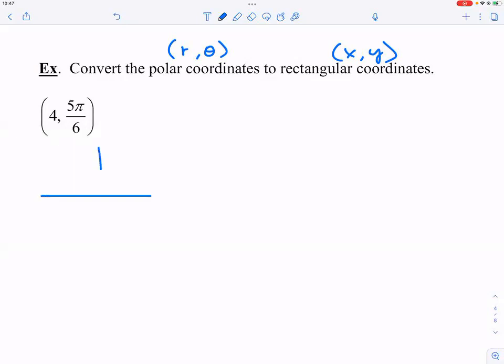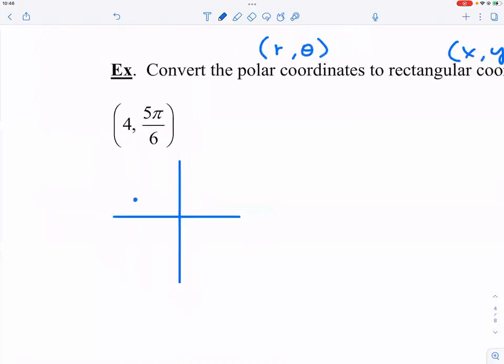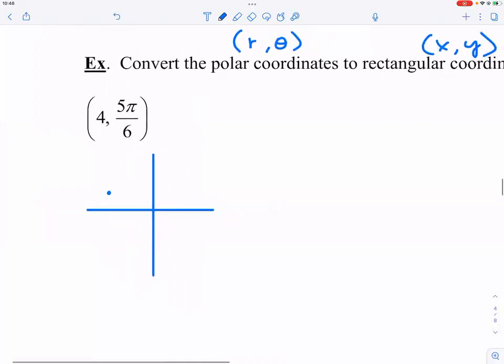Can you go ahead and make a rough sketch on where this point should be located? It's in quadrant where? Quadrant 2, right? So let's say roughly, here, it's 5 pi over 6. So that will be here. And we say, all right, now we're gonna get the x and y coordinates.